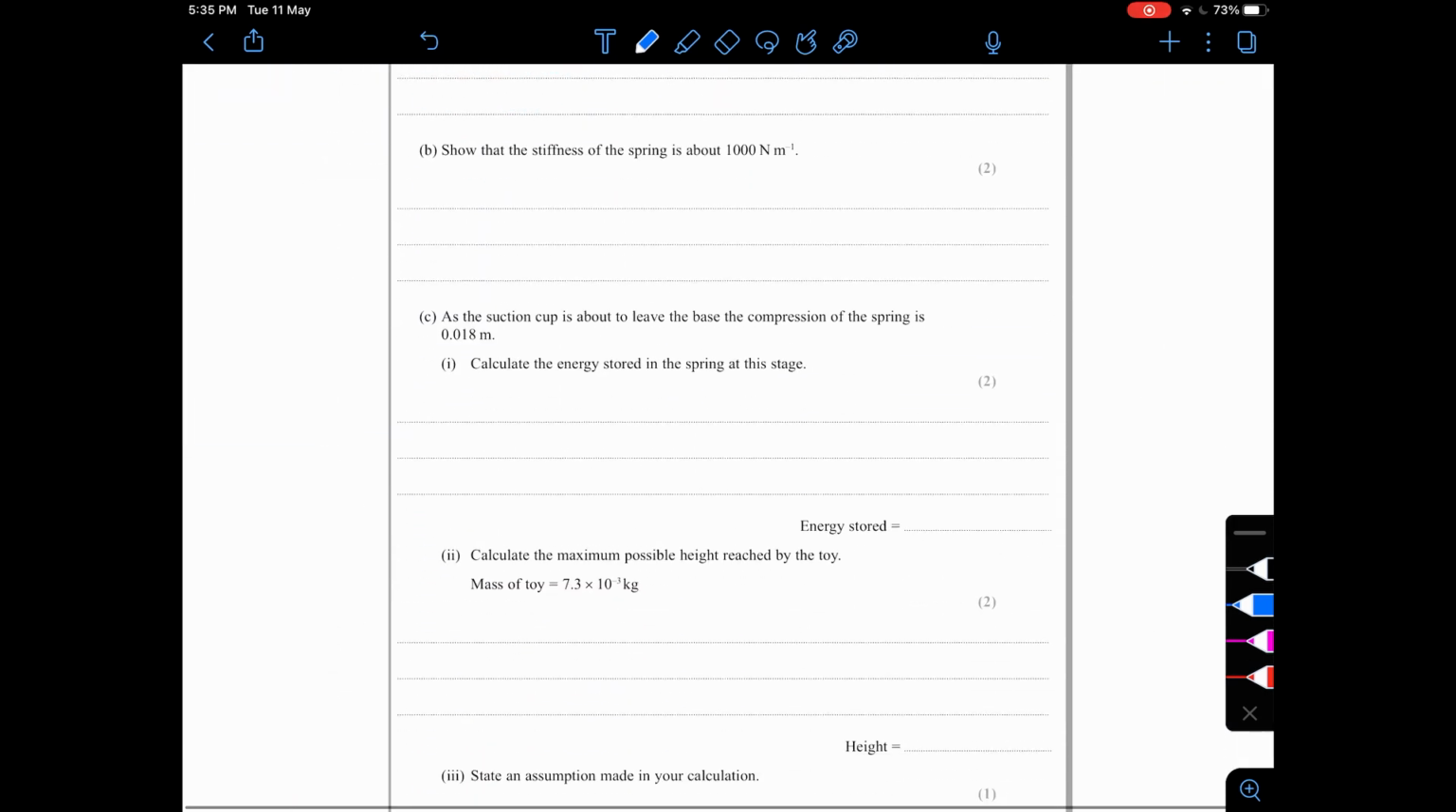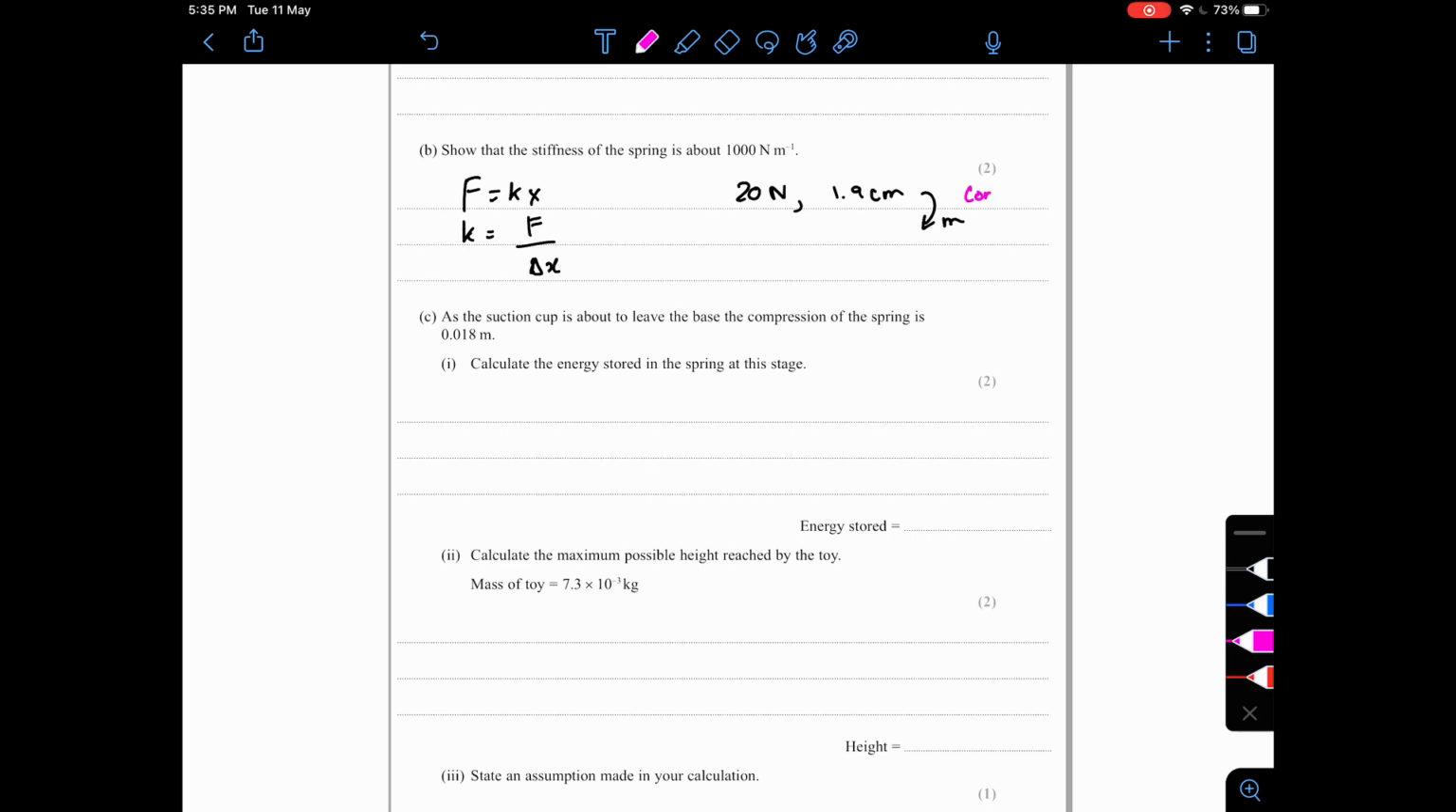So we go back down. Stiffness is what? We know that F equals kx, and k equals F over delta x, the extension. Force we said is 20 newtons, and the extension was 1.9 centimeters. Now we have to convert it to meters. It's a very important step, or else we're not going to get the right answer. 0.01 is 1 centimeter, so 0.019 is our meters. So this is 20 divided by 0.019, which gives us 1052. So you can just make it 1000.